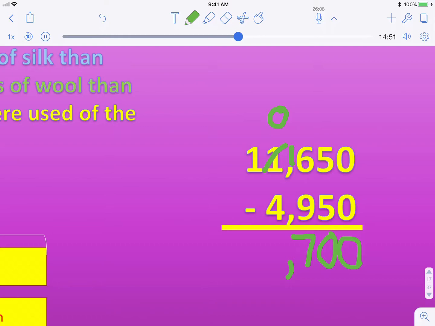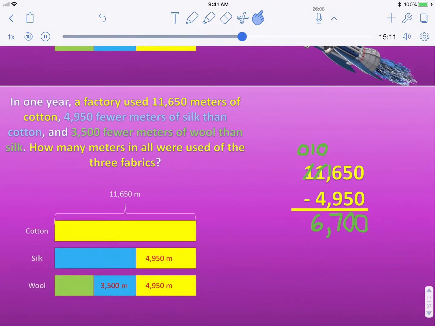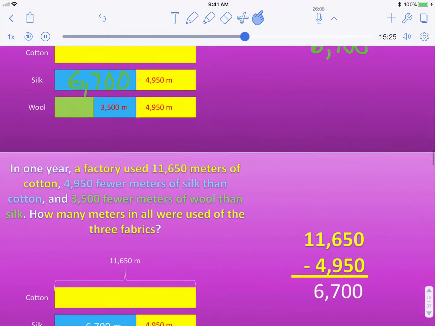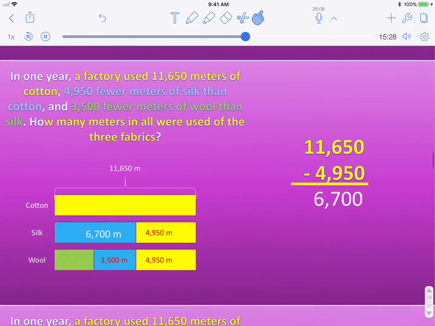0 minus 4. Can I do it? Nope. We gotta go to the neighbor, borrow 1. What happens to the one I borrowed? It sits in front of its neighbor. So 10 minus 4 is 6. So how much silk was used? Let's look at the next slide. We now know that 6,700 meters of silk was used.